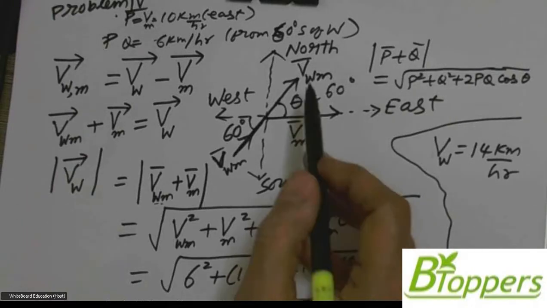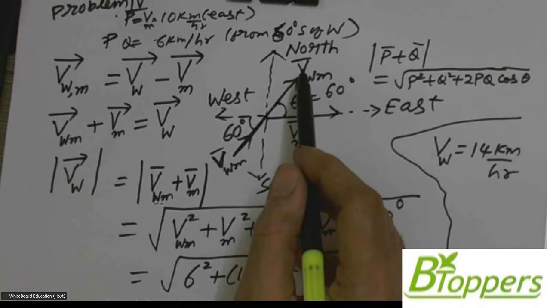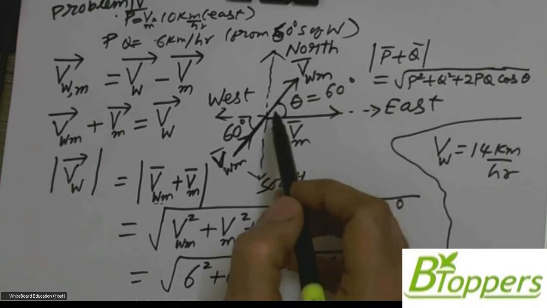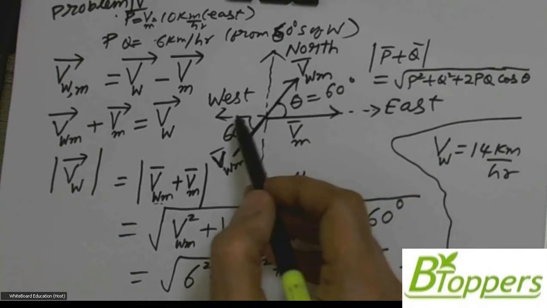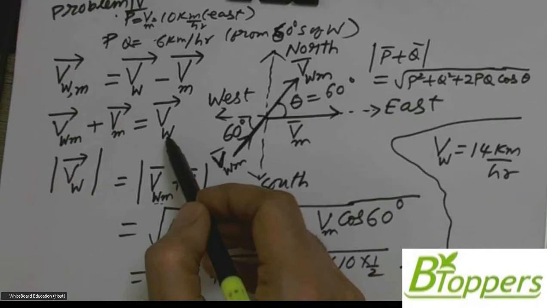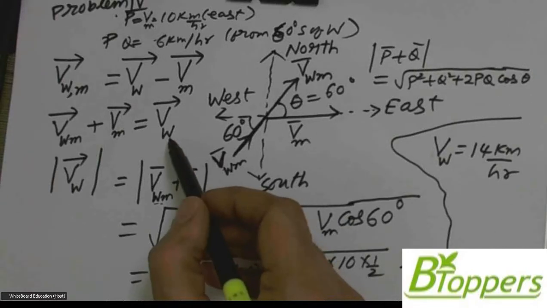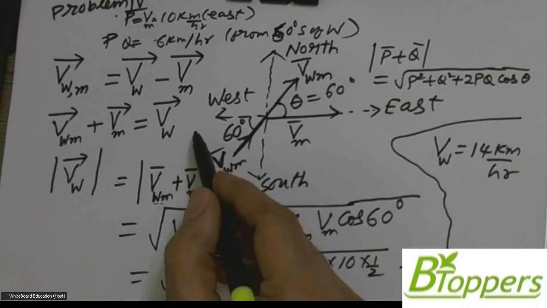P bar means here V subscript M bar. Q bar means V bar subscript WM. And the diagonal represents the resultant of P bar and Q bar, which means the diagonal represents the actual velocity of the wind. To find the direction of the actual velocity of the wind, you can use the formula tan alpha equal to Q sin theta by P plus Q cos theta.